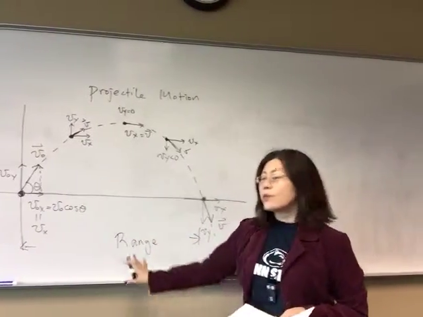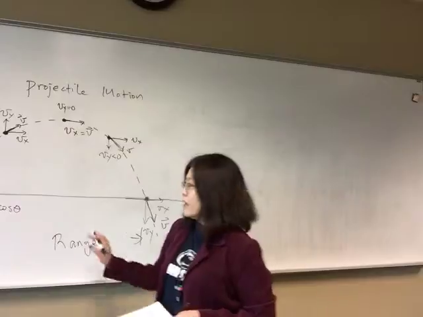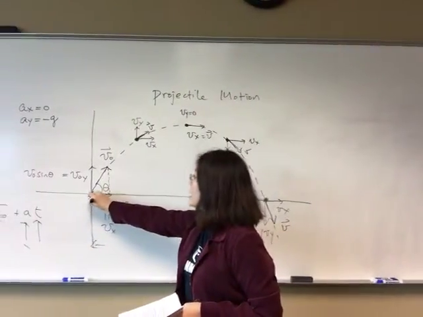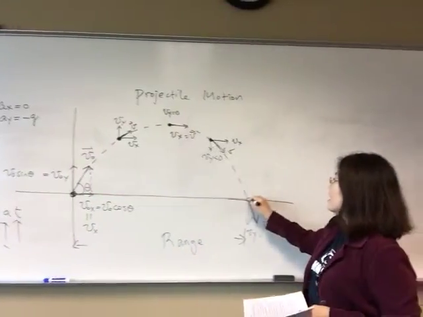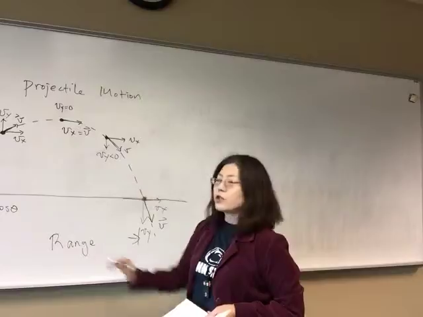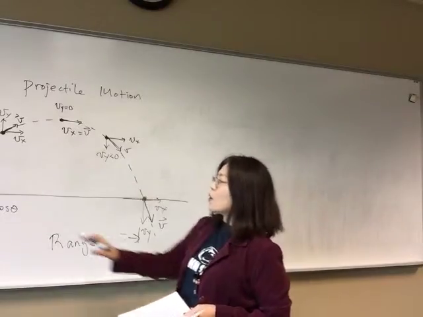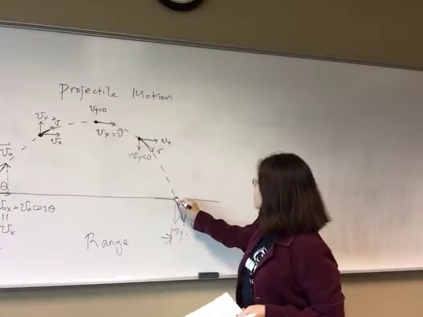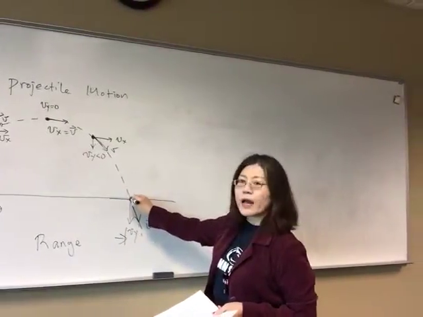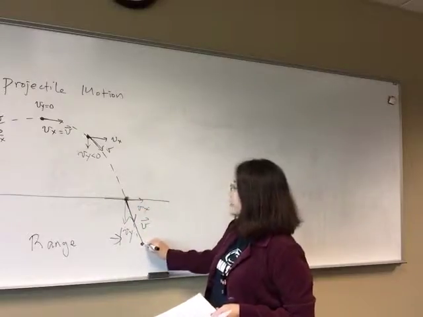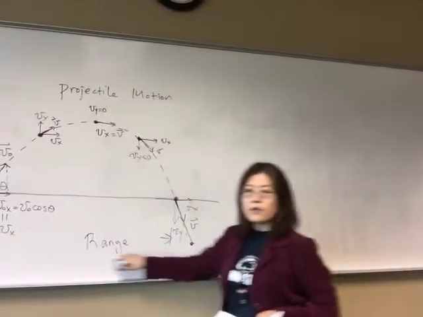Now you can see that this range is very specific. It refers to the horizontal distance of the object from the starting point to the point where it reached the same altitude. This range may not necessarily be equal to the total horizontal distance that the object traveled, because let's say once the object passed beyond this altitude and goes to this point, you can see that it is at a different altitude in the vertical direction.